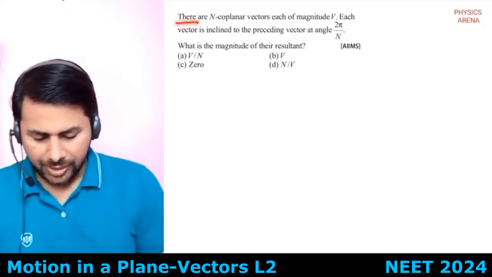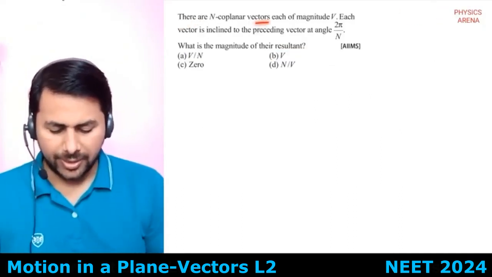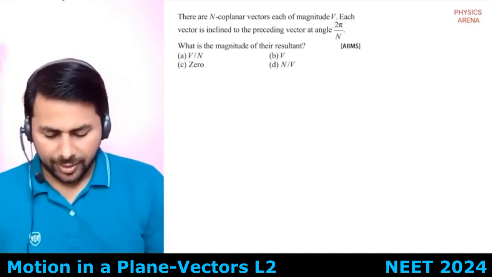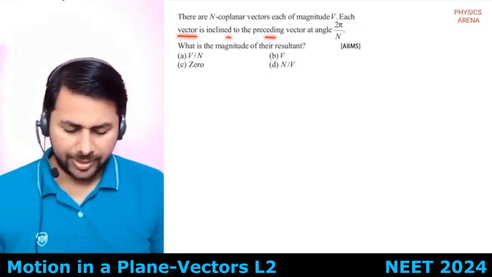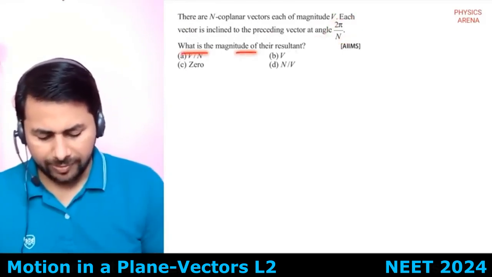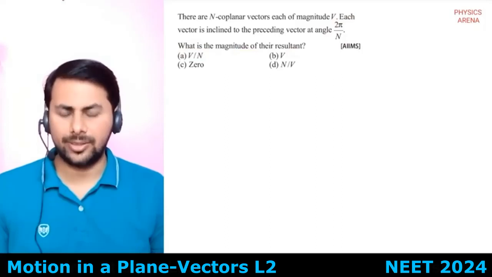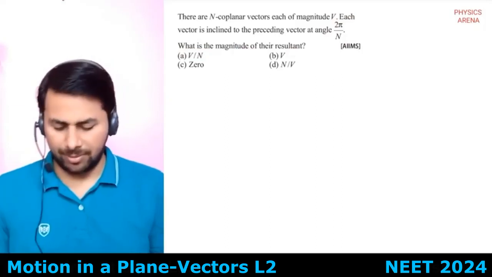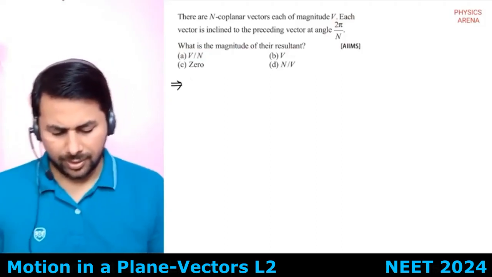Let's see this next question. There are n coplanar vectors, each of magnitude v. Each vector is inclined to the preceding vector at an angle of 2 pi by n. What is the magnitude of their resultant? This is the question. Tell me. Can you guess?